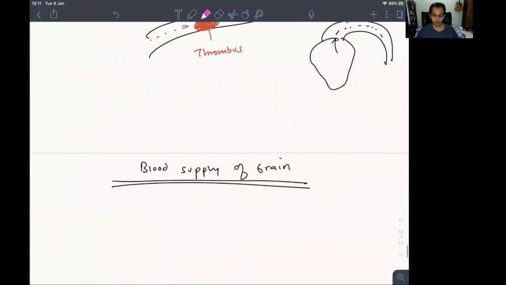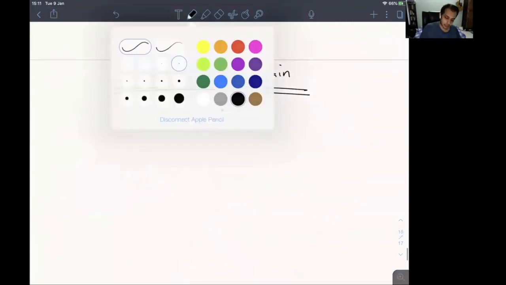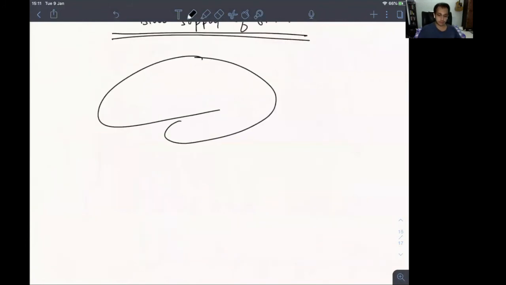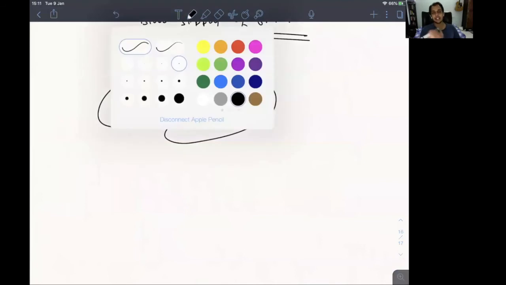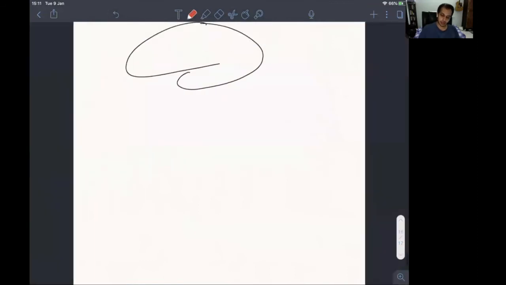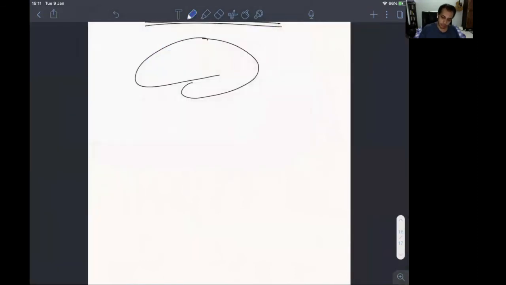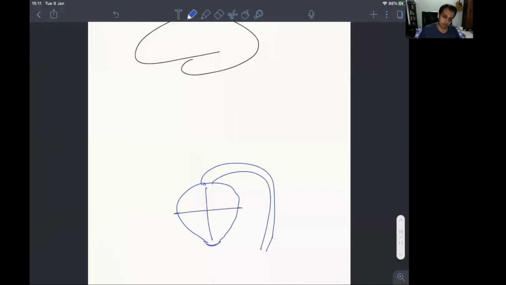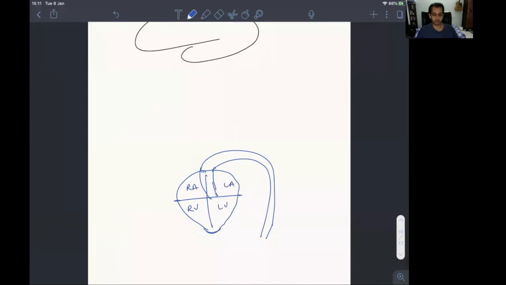Now coming to blood supply of the brain, there are two sources of blood supply. One is called the anterior circulation and the second is called the posterior circulation. I'll take it right from the heart itself and then go upwards. So suppose this is the heart and this is the arch of aorta. This is right atrium, right ventricle, left atrium, left ventricle.